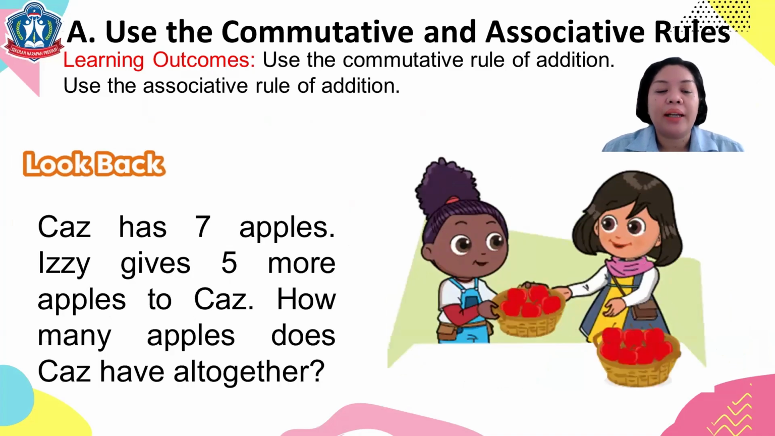Okay, now Kaz has 7 apples, so Izzy gives 5 more apples to Kaz. How many apples does Kaz have altogether? So what have you noticed on our problem? It's the opposite, alright? So before Izzy has 5, Kaz gives 7. Now, because Kaz has 7 apples, Izzy gives 5. So still the total is 12 apples altogether.